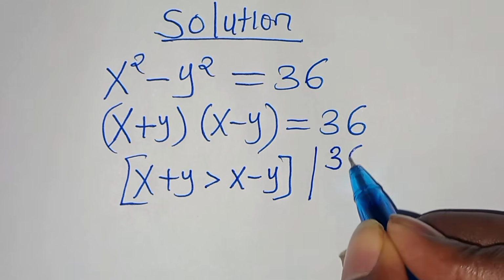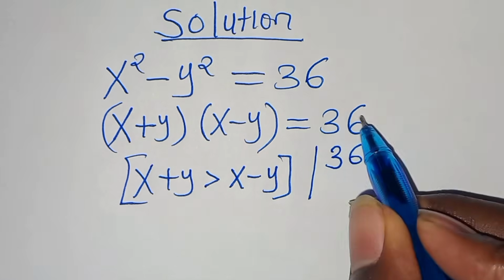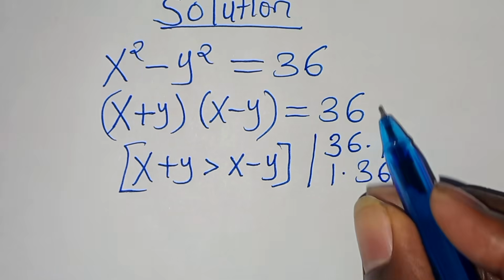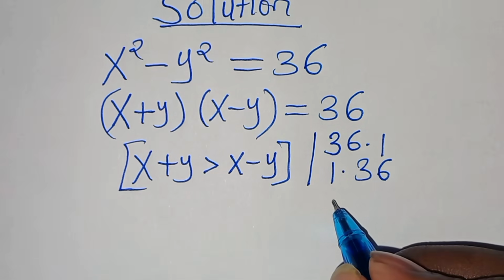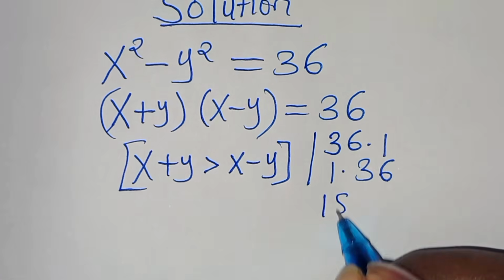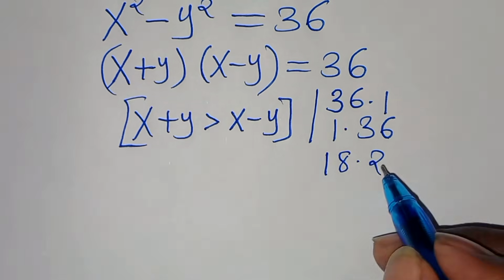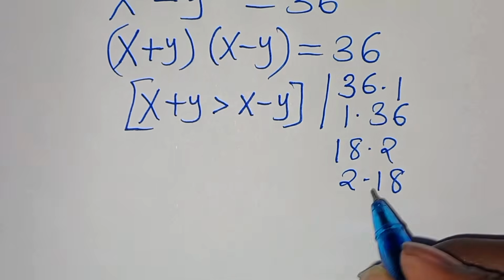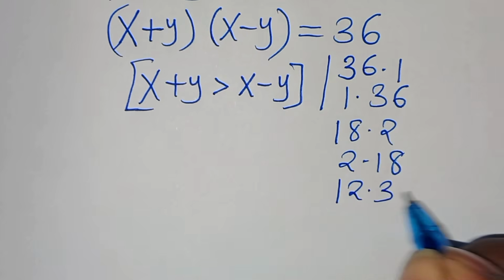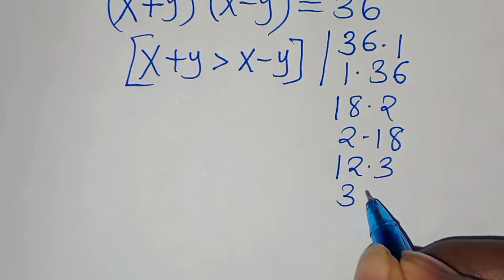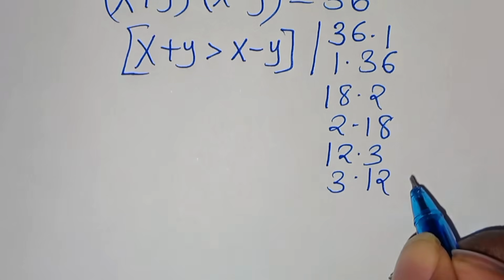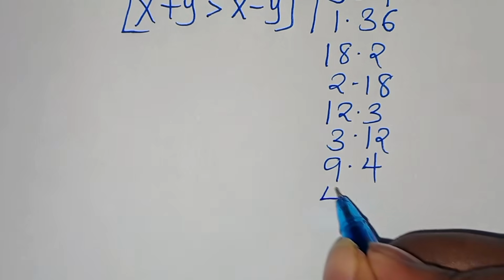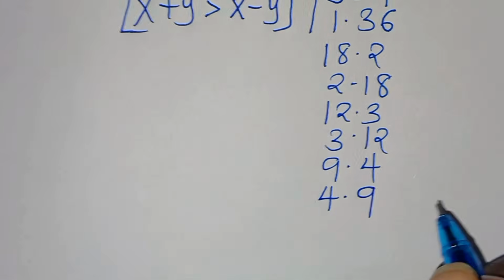So we can multiply 36 times 1, this will give us 36. 1 times 36, this again will give us 36. Then we have 18 multiplied by 2, this will also give us 36. Then we have 2 times 18. Then we have 12 times 3, this will give us 36. 3 times 12. We have 9 times 4, this will give us 36. And as well, you have 4 times 9.